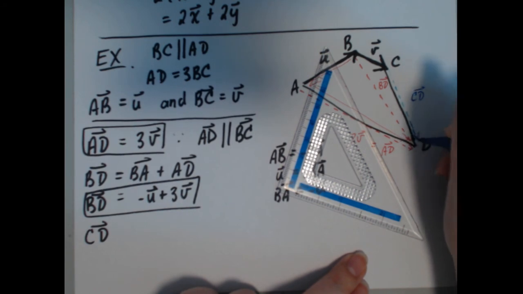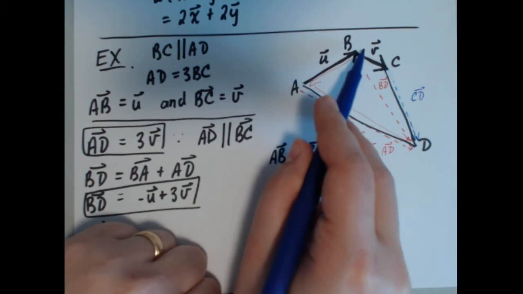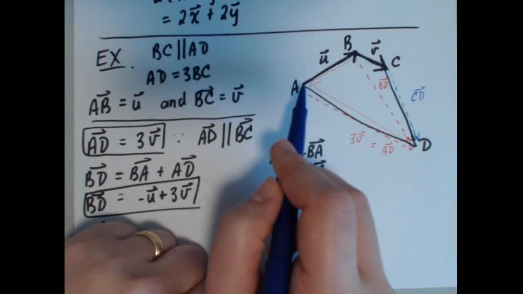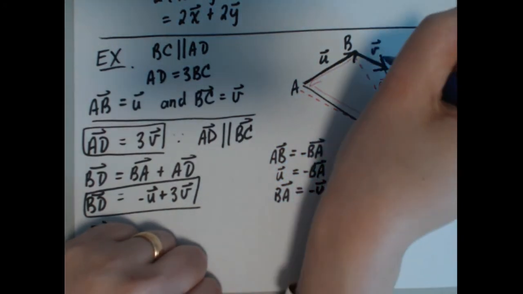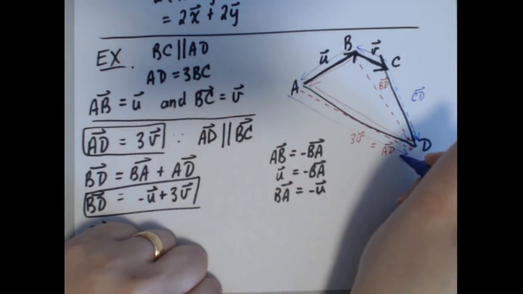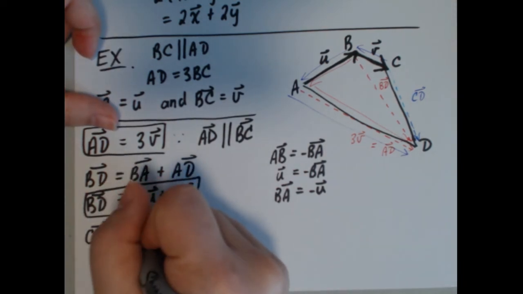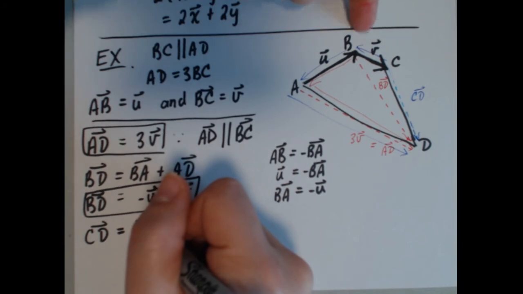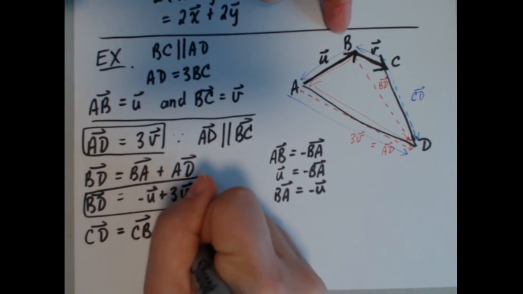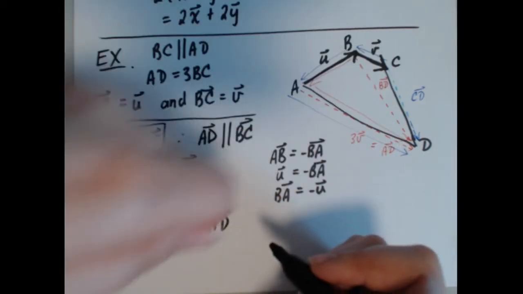Okay, so I have to go in the other direction. So to go from C to D, first I'm going to go from C to B, and then from B to A, and then from A to D. Okay, so I'm going to go C to B, and then B to A, and then A to D. Still going to get to my destination, tip to tail, and my resultant will be CD, just maybe not quite as fast. That's okay. So CD is equal to CB plus BA plus AD, right?